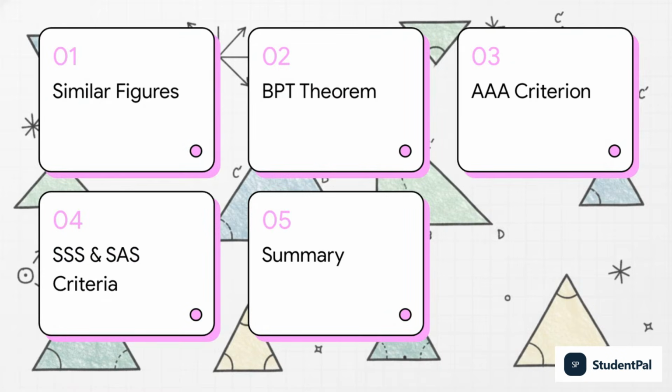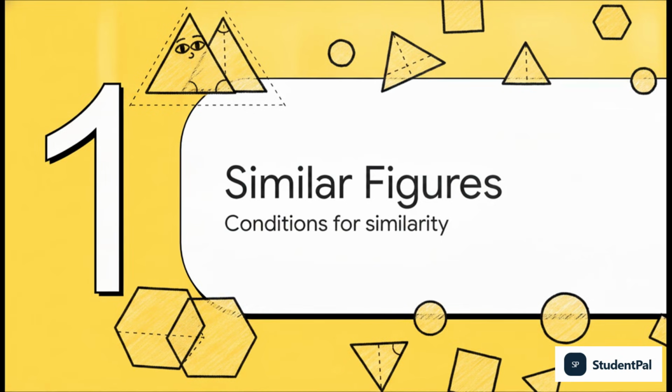Here's our quick game plan for today. We're going to cover: 1. What similar figures actually are. 2. The basic proportionality theorem. 3. The AA criterion. 4. The SSS and SAS criteria. And finally, a complete summary to lock it all in. Let's jump in, starting with our first agenda item.